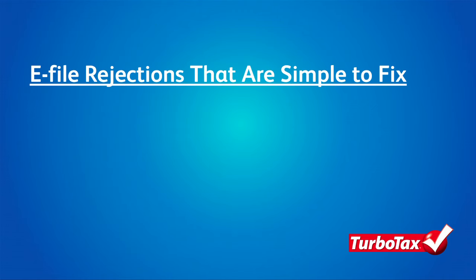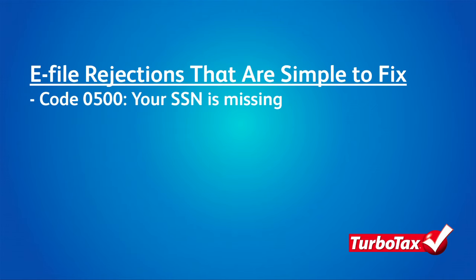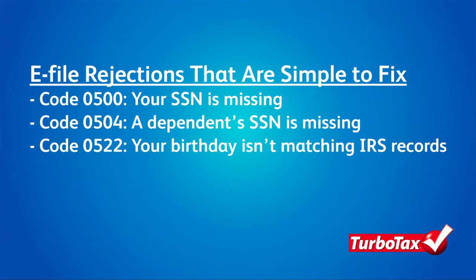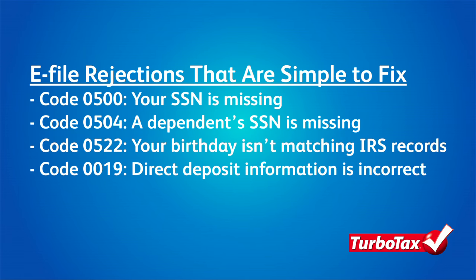For example, if your return is rejected because of reject code 0500, all this means is that you forgot to include your Social Security number somewhere on the return. But if the reject code is 0504, it's a dependent Social Security number that's missing. The IRS uses a long list of reject codes that cover a number of possible reasons for the rejection.